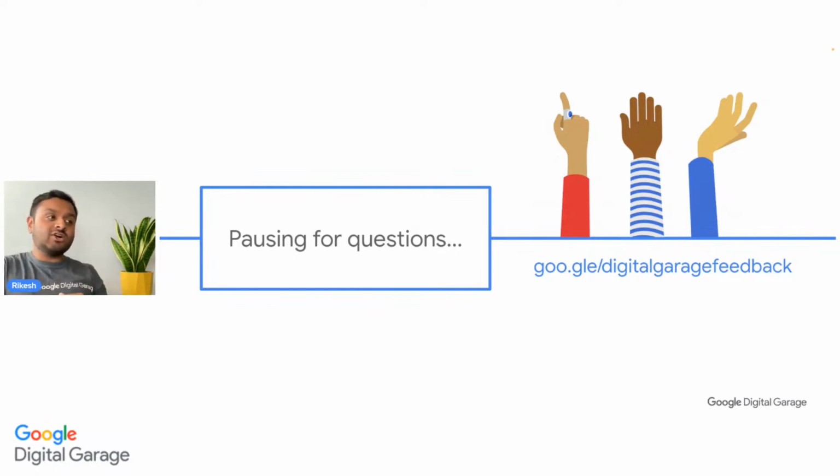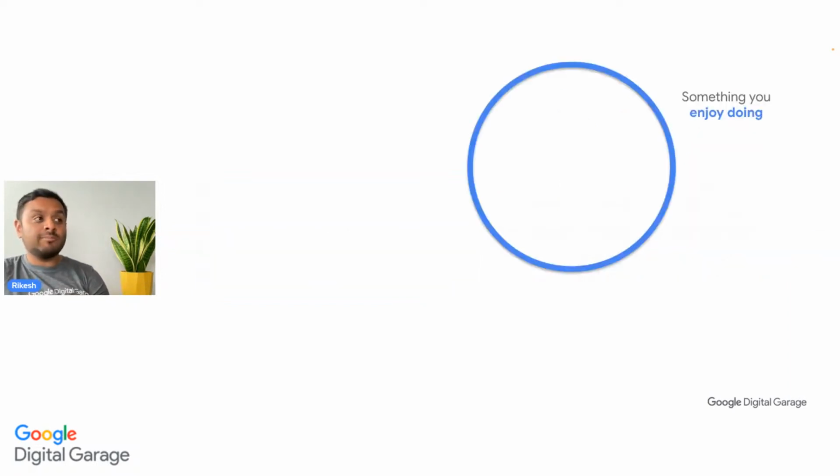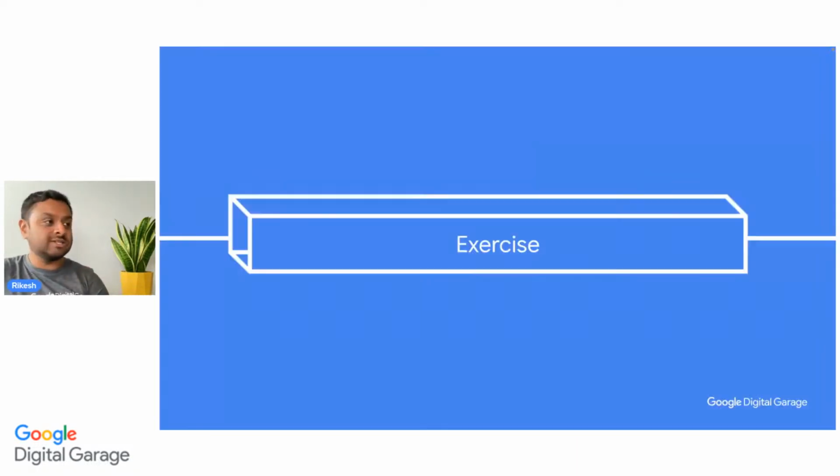So let's kick off by deconstructing the first element of finding a fulfilling career for us, which is that blue circle of something that you enjoy doing, something that you find genuine pleasure in doing.